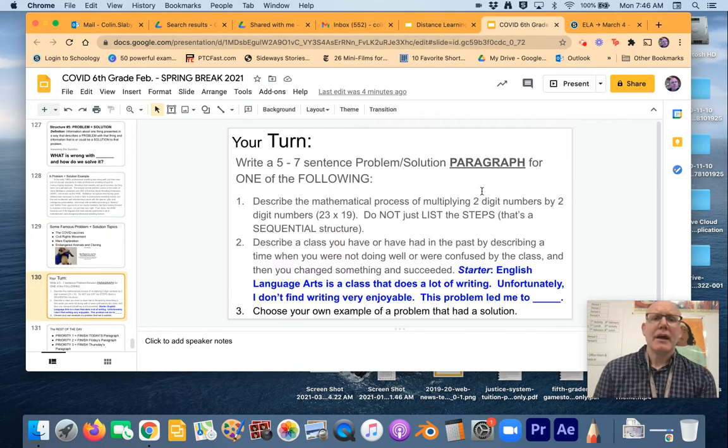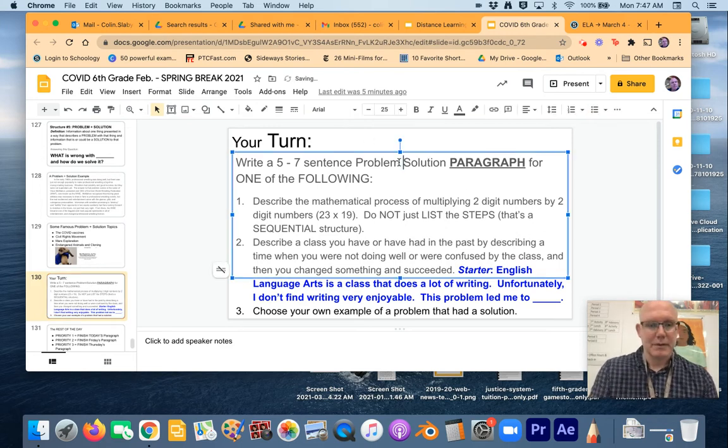So your turn. Last one. This is our 5th paragraph we're going to be writing in 5 days. So that's good practice on the writing. And you guys are getting better at it. I really do believe that. So I want you to write a 5 to 7 sentence problem solution paragraph for one of the following.